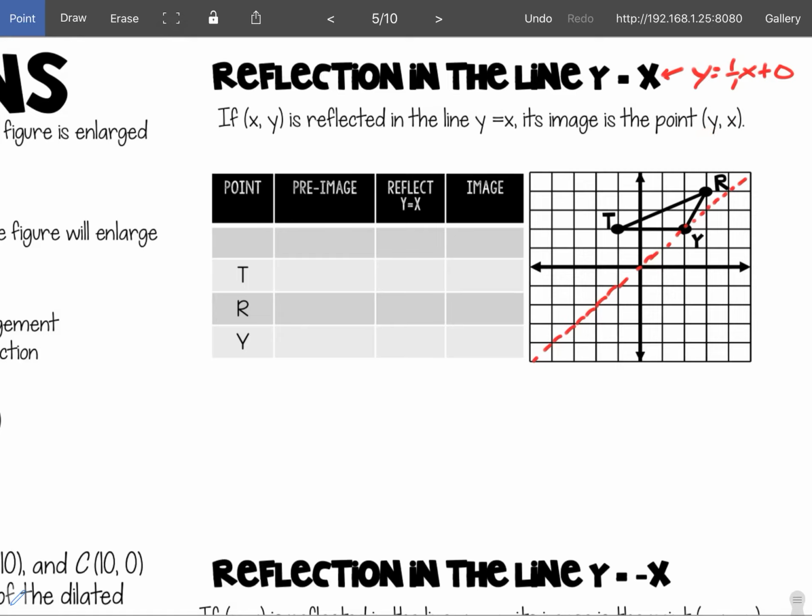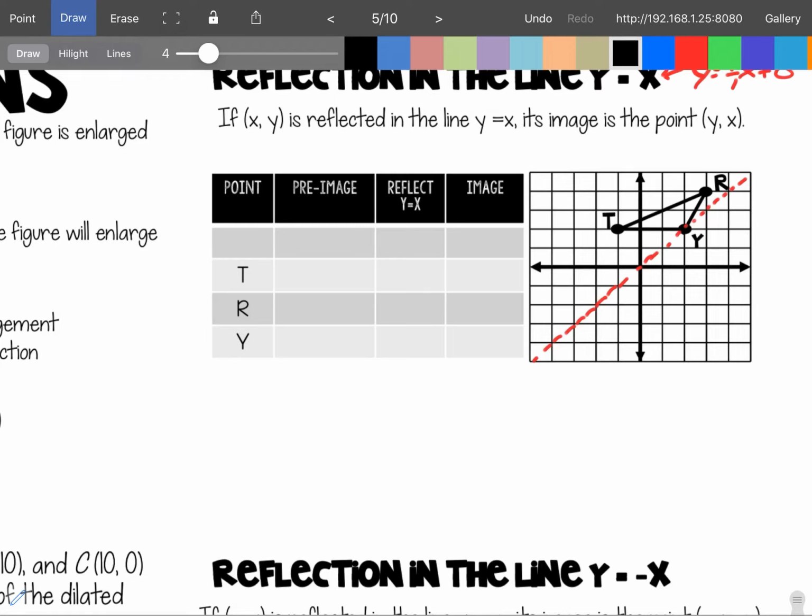So if we write these coordinates down again, the coordinates for point T, that's 1 left, 2 up. For point R, that is 3 right, 4 up. And for the point Y, that would be 2 right, 2 up. All right. Well, then all you got to do, again, is just flip the coordinates to get the reflection over the line y equals x.